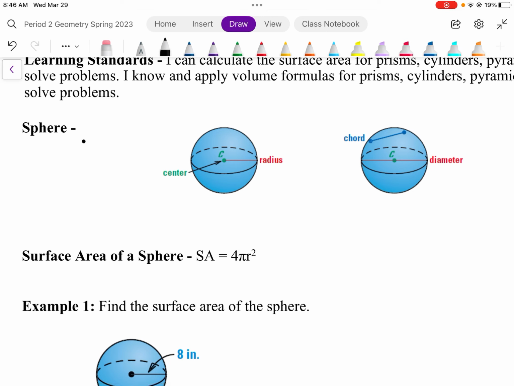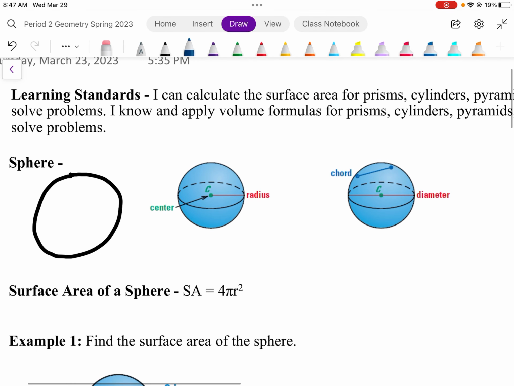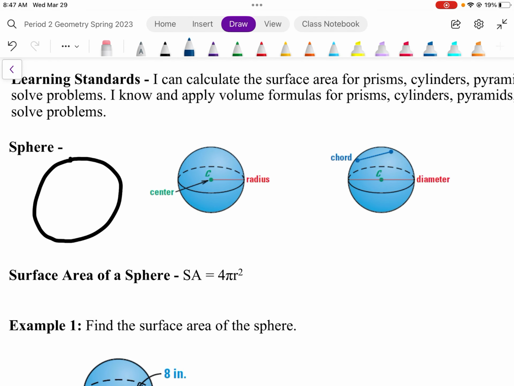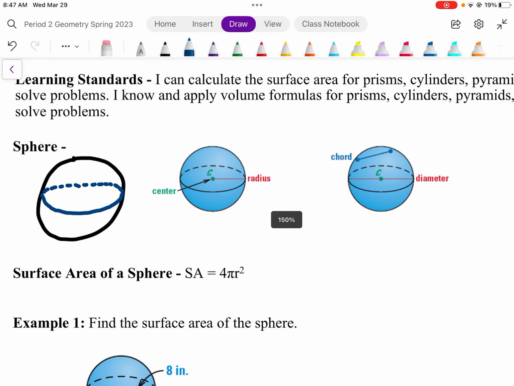To draw a sphere, the easiest way to do it is to start with a circle, and then you're going to draw kind of an oval shape in the middle of the circle. When you go down and forward, that's going to be the solid part. And when you go to the back part, that's going to be the hidden line. And that's how I draw a sphere. So if you have another way, you can do that. Or you can draw it like this.